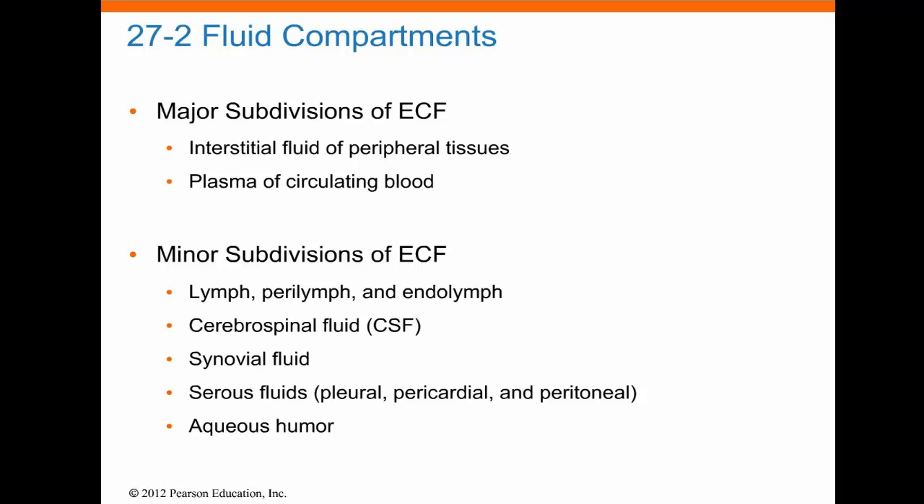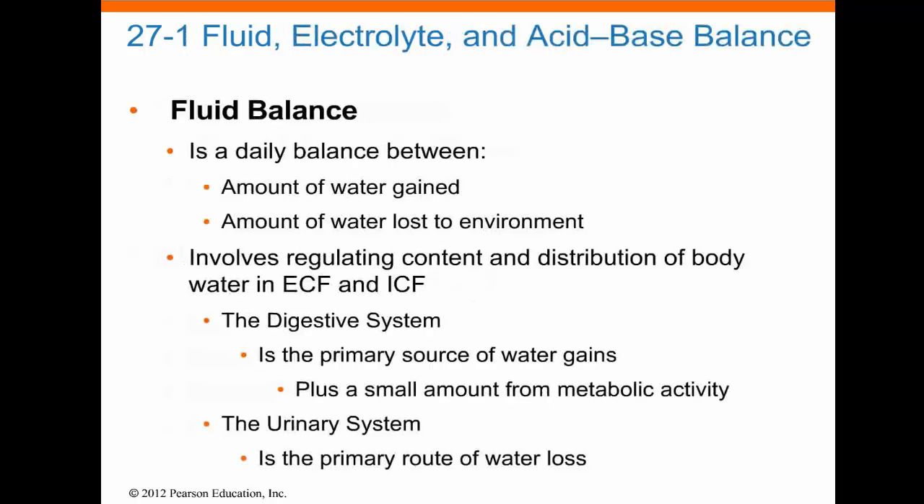Fluid balance is the daily balance between the amount of water gained into the body and the amount of water lost to the environment. It involves regulating the content and the distribution of body water in the extracellular fluid and the intracellular fluid. The digestive system is the primary source of water gains, plus a small amount, as we saw from the other diagram, from metabolic activity. The urinary system is the primary route through which water is lost.